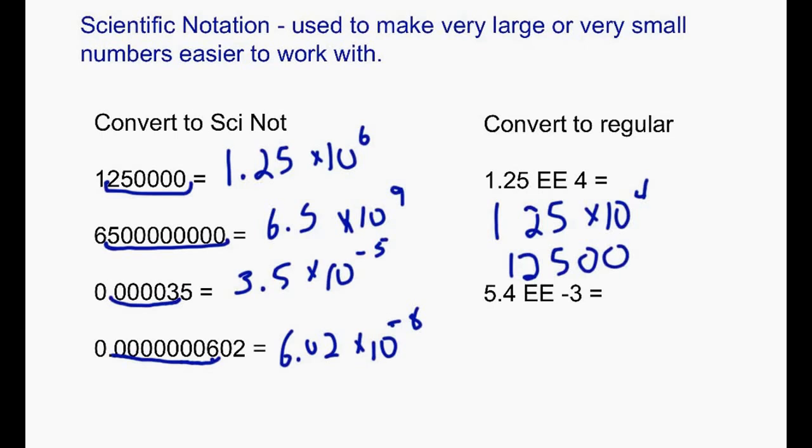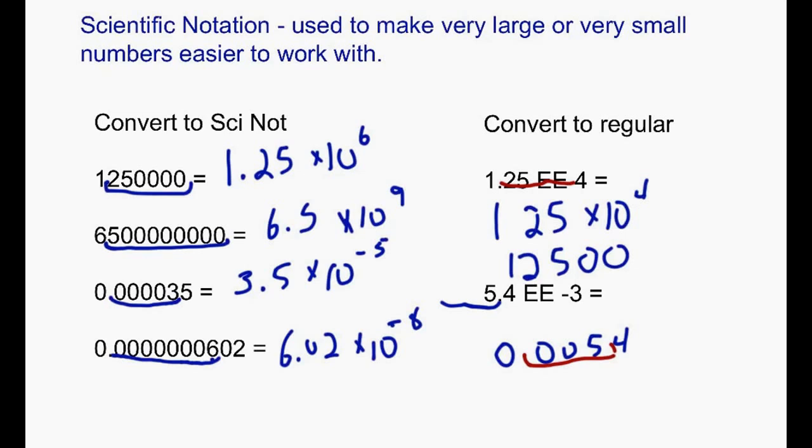Okay, and then the other one, the same thing. If we have 5.4 times 10 to the negative 3, we're going to move the decimal 3 spots to the left this time. So you'd have 0.0054. And just make sure when you do it, your decimals are right. So here we went from the 5.4 where it was, we moved it 3 to the left. Where this top one, we started at 1.25 and then we went 4 to the right.